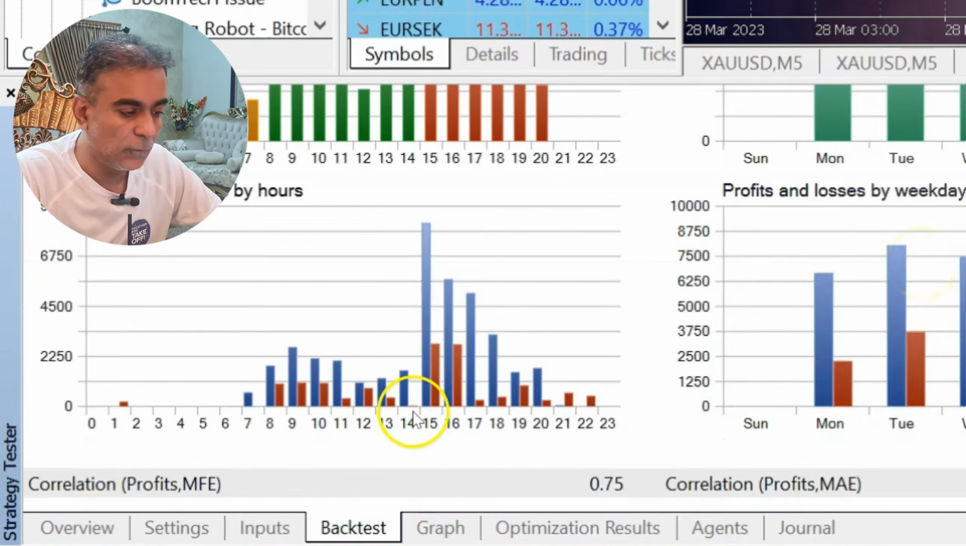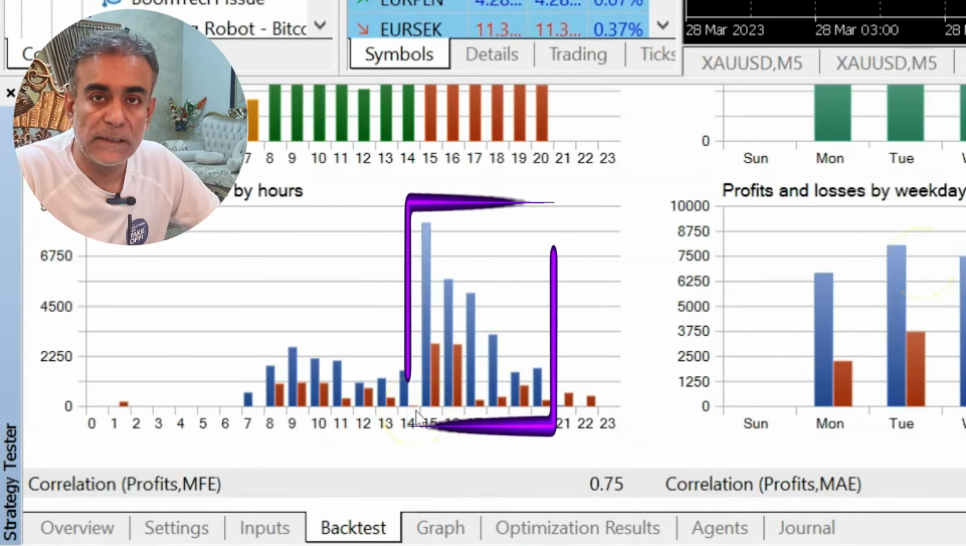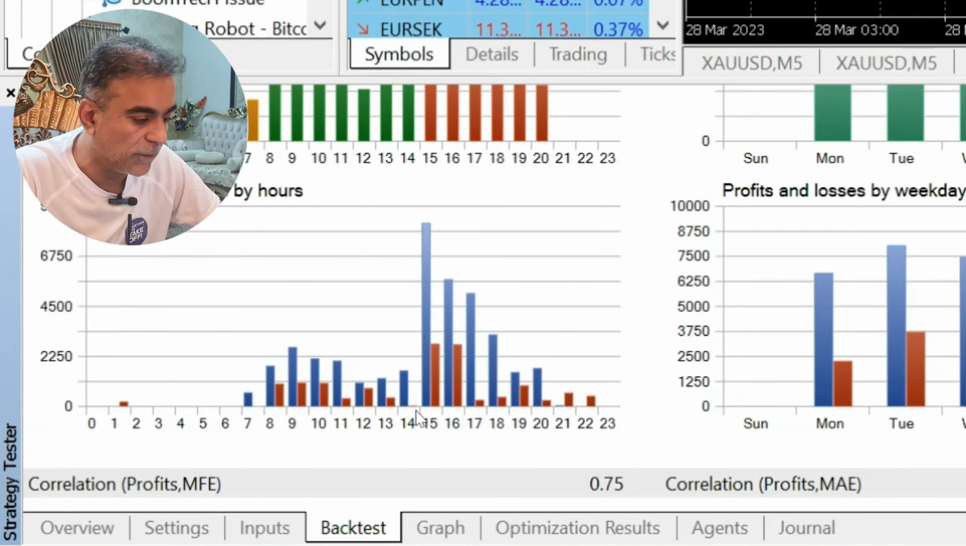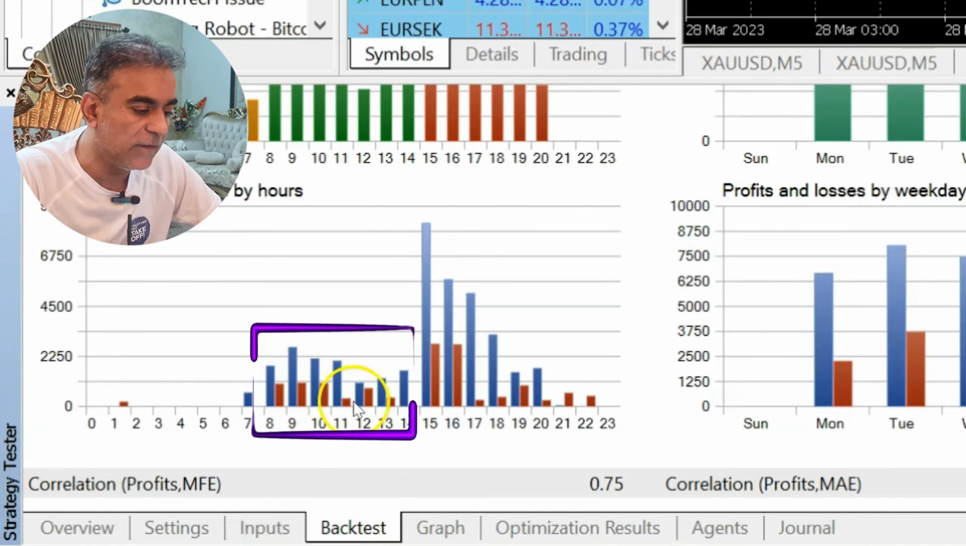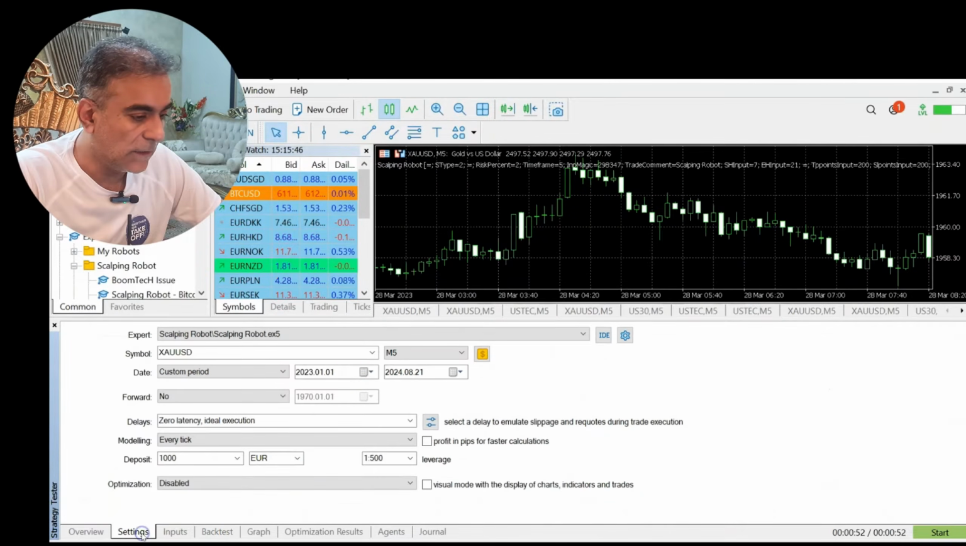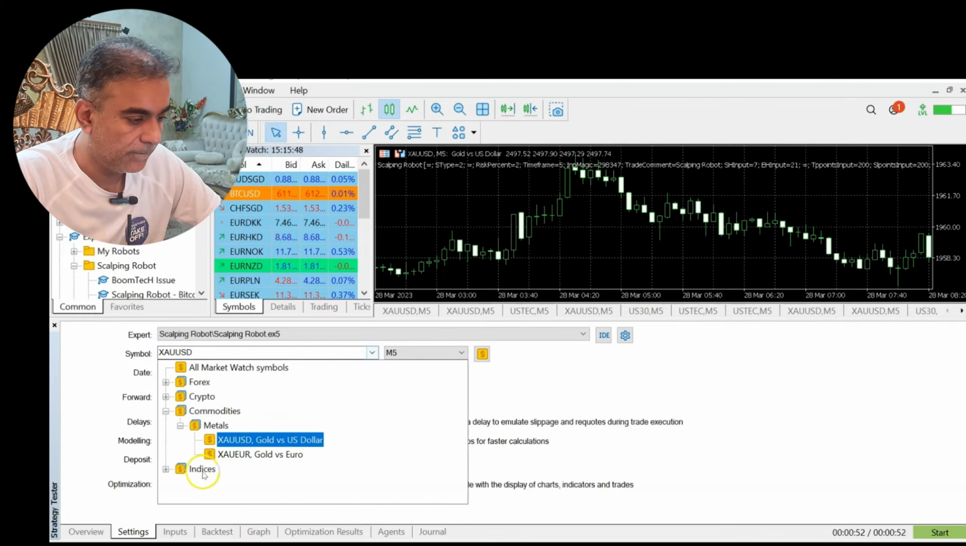Again, on the timing, you will see that during the overlap between London session and New York session is when the EA performs better. It makes more profit during that period, but it is quite decent during the London session as well. Now let's look at Nasdaq.